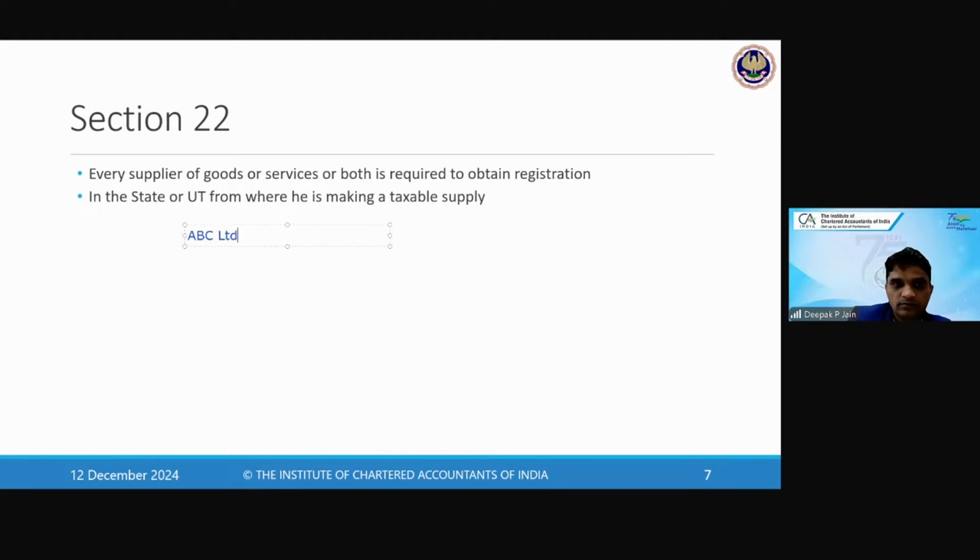ABC Limited is doing sales of goods from Karnataka to Karnataka. Where will they take registration? Karnataka. Yes, this is clear.